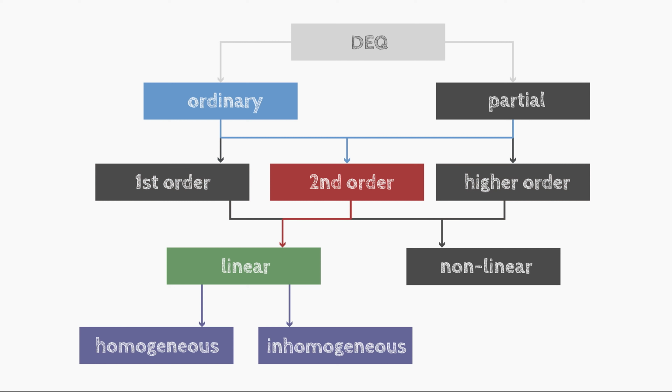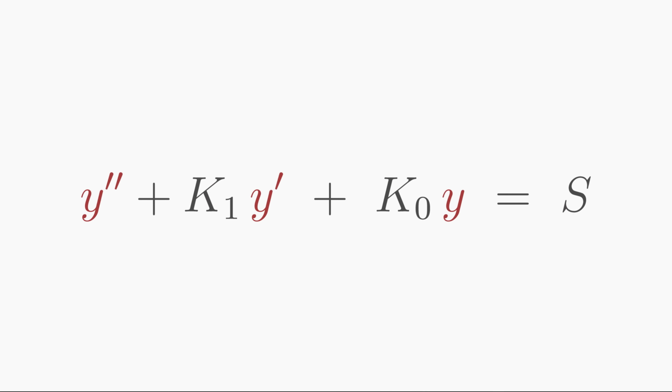The general form of a second-order linear differential equation looks like this: y'' plus k1 times y' plus k0 times y is equal to s. Here we assume that the coefficients k1 and k0, as well as the perturbation function s, are independent of x. They are constant. If the perturbation function is not 0, then you must first ask a mathematician.